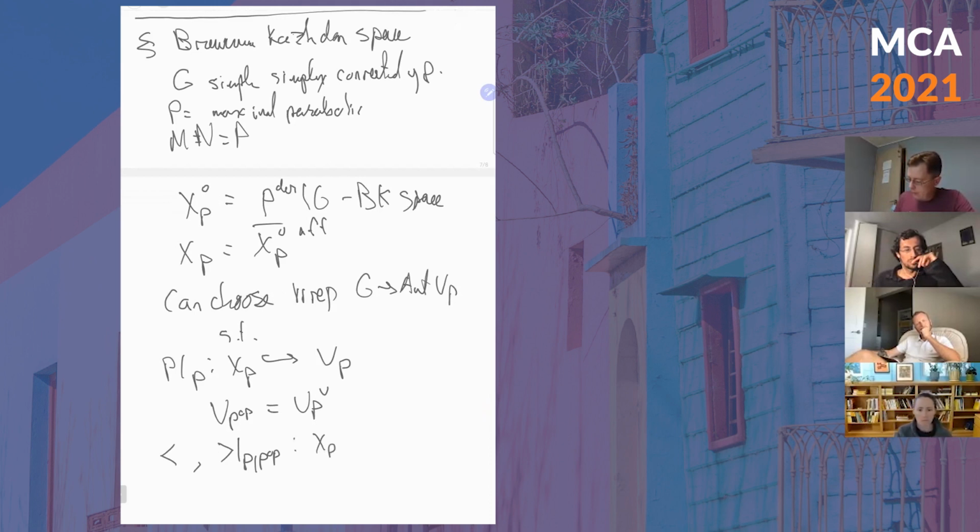From XP cross XP op, say GA, that just sends X and X star to the pairing of Plücker PX, Plücker P op, X star. Okay. So that's our pairing.